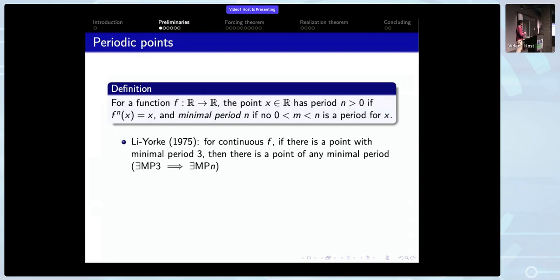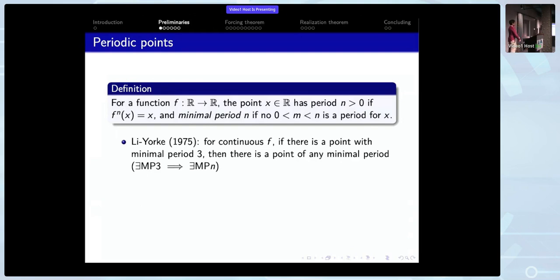Here's the first one. Let's say I've got a real valued function. Then a point x has period n, if n is a positive integer, as long as the nth iterate of f is x. So the superscript n here is the iterated function, not a power. And that's what it will mean throughout. A point has minimal period n if n is the smallest such period. Makes sense.